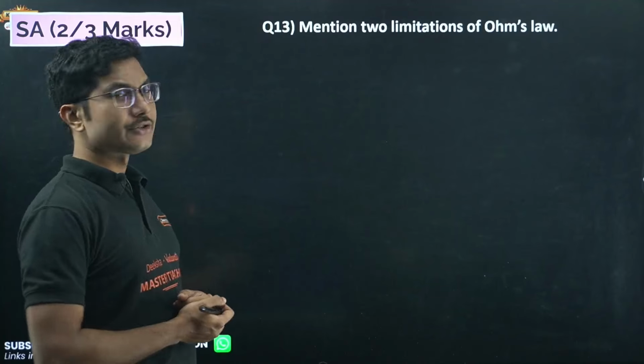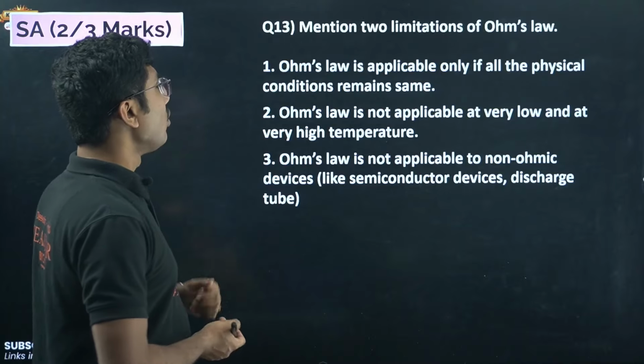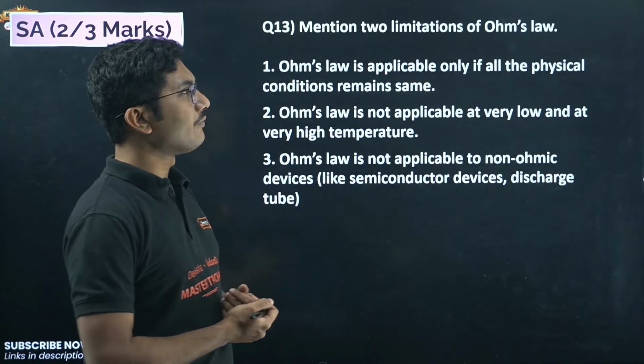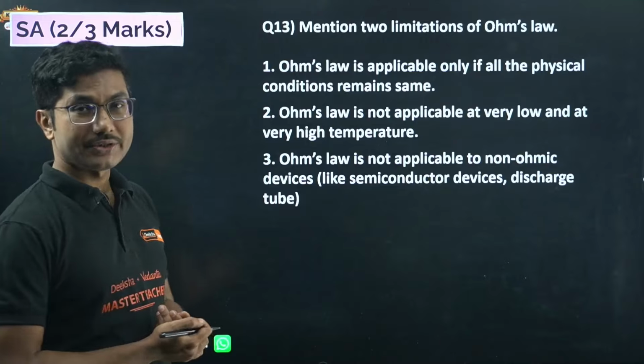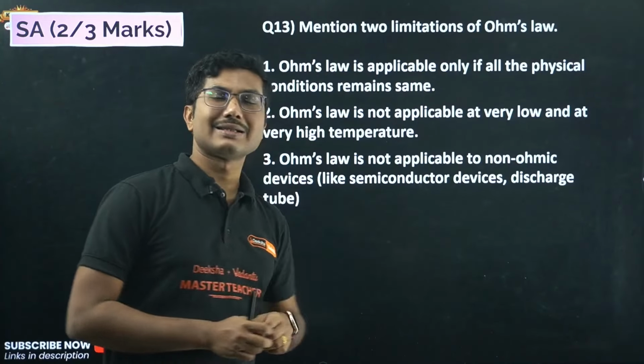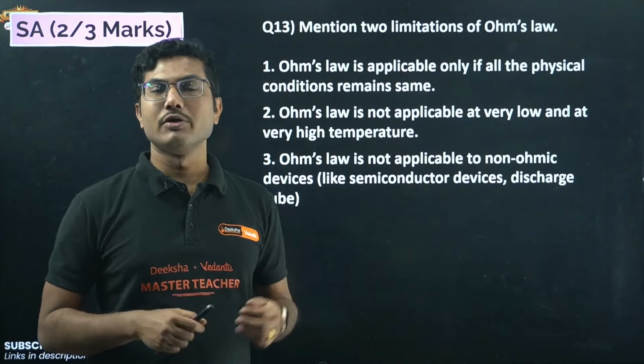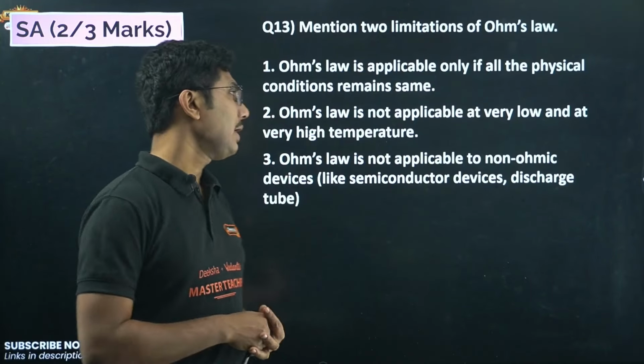Mention two limitations of Ohm's law. Ohm's law is applicable only if all the physical conditions remain the same. That means if the conductor starts to melt, then Ohm's law will not be applicable. So all physical conditions should remain constant. Ohm's law is not applicable at very low and at very high temperature.